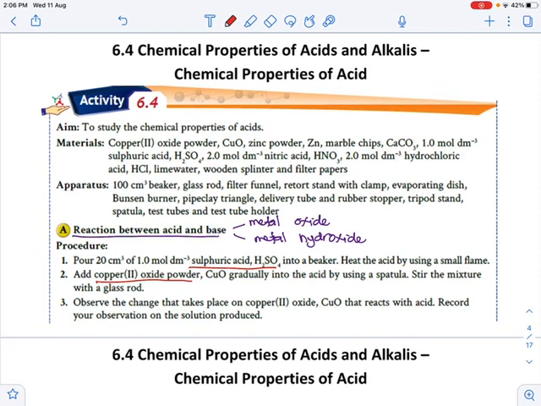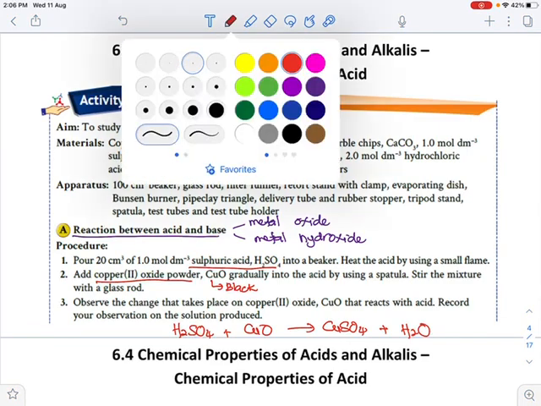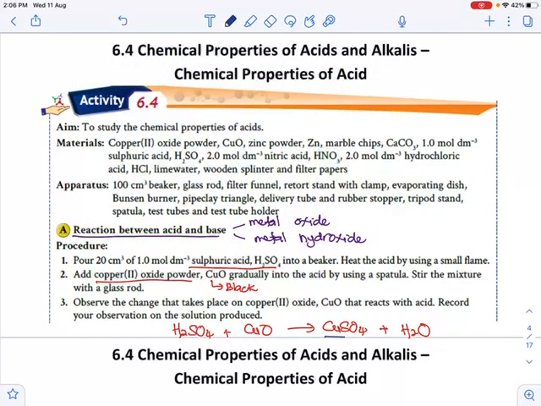The color of copper(II) oxide is black. Observe the change that takes place when copper(II) oxide reacts with acid. Record your observation on the solution produced. So, let's write the chemical equation first. H2SO4 reacts with copper(II) oxide to produce copper(II) sulfate and water. The color of copper(II) sulfate is blue.